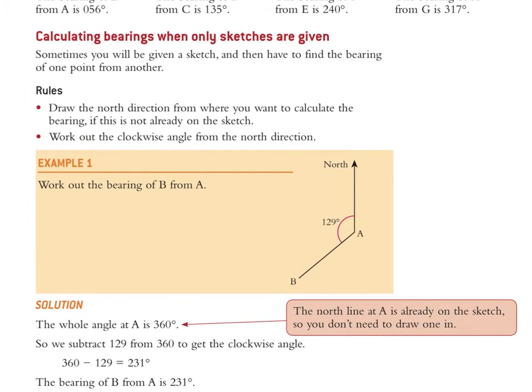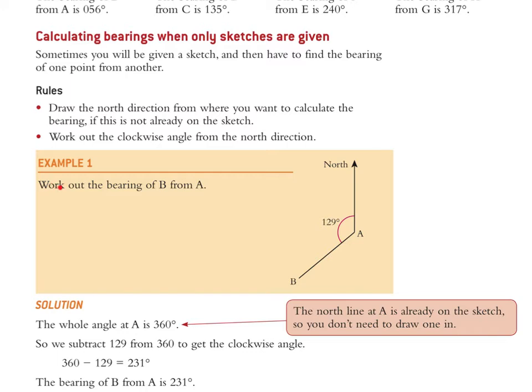Calculating bearings when only sketches are given. So sometimes you'll be given a sketch and then you'll have to find the bearing of one point from another. So the rules: draw the north direction from where you want to calculate the bearing if this is not already on the sketch. So in this example you'll see a north drawn. It isn't always drawn, so you get the point and always draw in north. And then you work out the clockwise angle from the north direction.